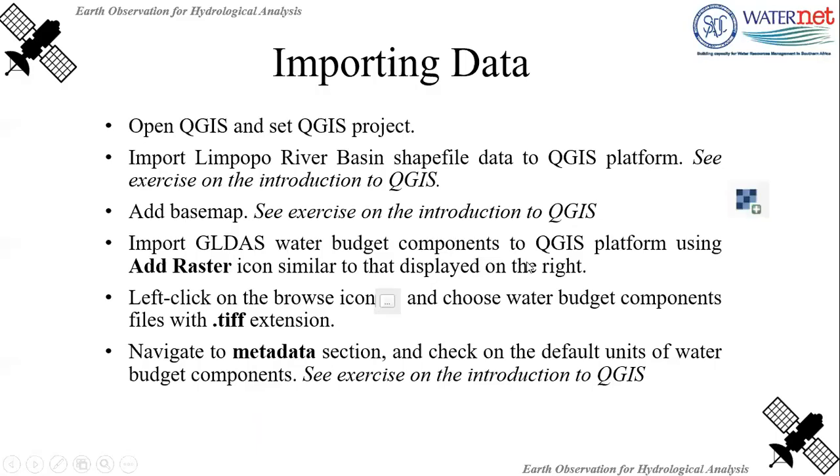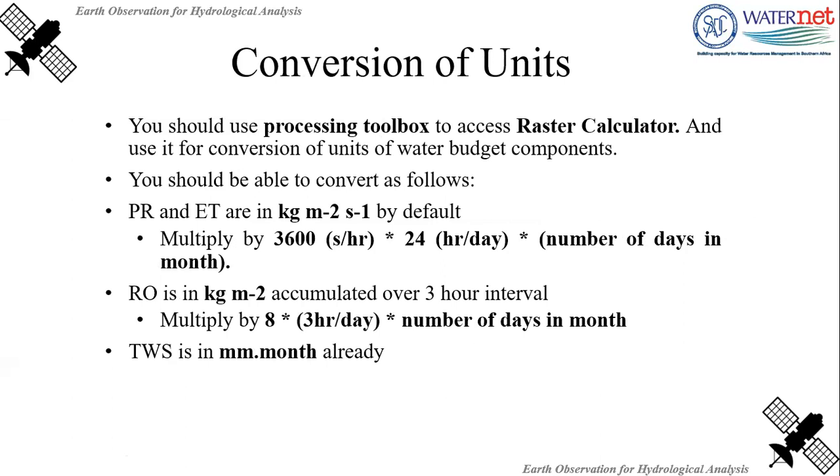After we have done importing our data, we are going to convert all water budget components units to millimeter per month. As you can see, precipitation and evapotranspiration data are in kilogram per meter square per second by default. To convert this data to millimeter per month, basically, 1 kilogram per meter square is equivalent to 1 millimeter. So we are going to change only the second part to months. We will take our data for precipitation and evapotranspiration, then multiply by 3,600, which is the total seconds in 1 hour. Then we will multiply by 24 hours in a day. Then we will multiply by the number of days in the respective months.